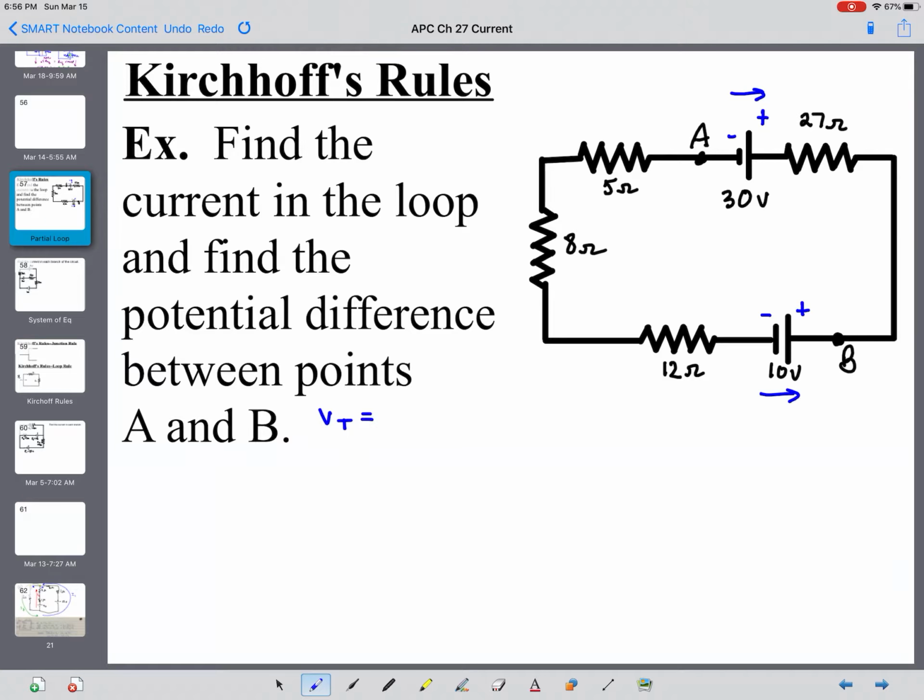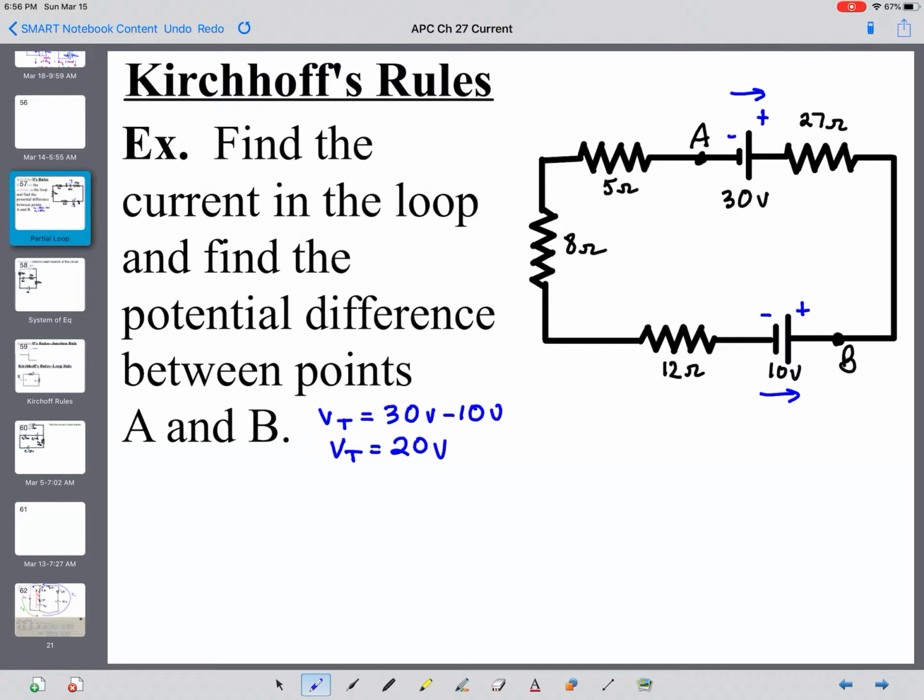So your total voltage delivered to the circuit is going to be your 30 volts minus your 10 volts. Your total voltage delivered to the circuit is going to be 20 volts. In the end, we're working towards finding the voltage between points A and B. But to be able to do that, we're going to need to find the current in the loop.